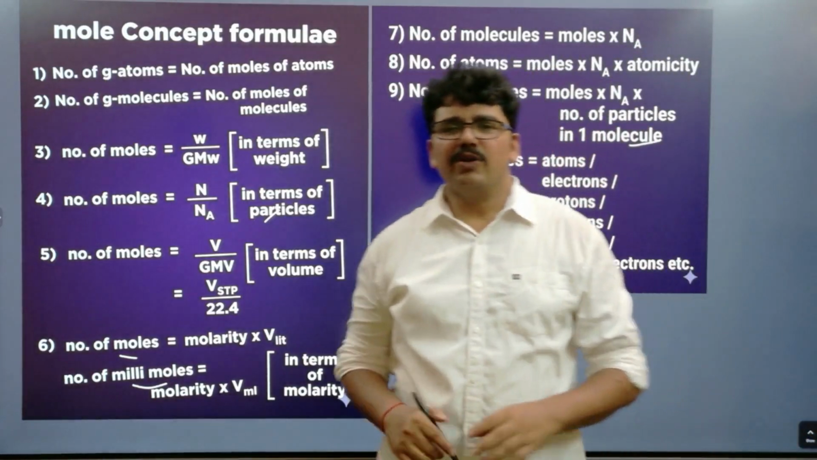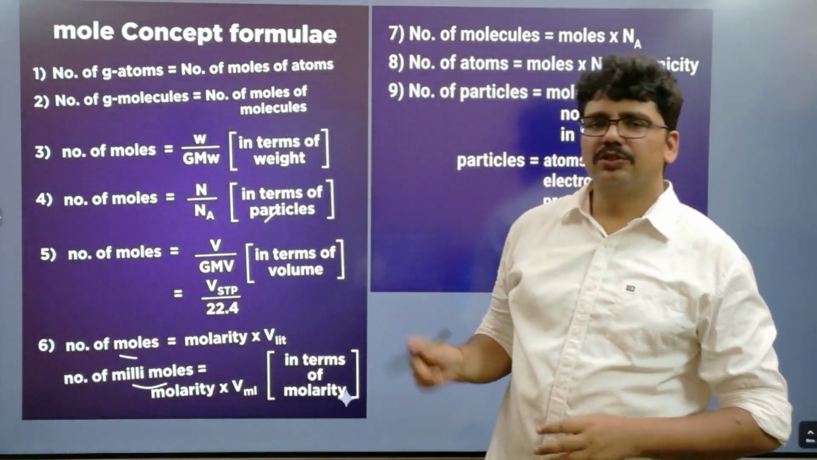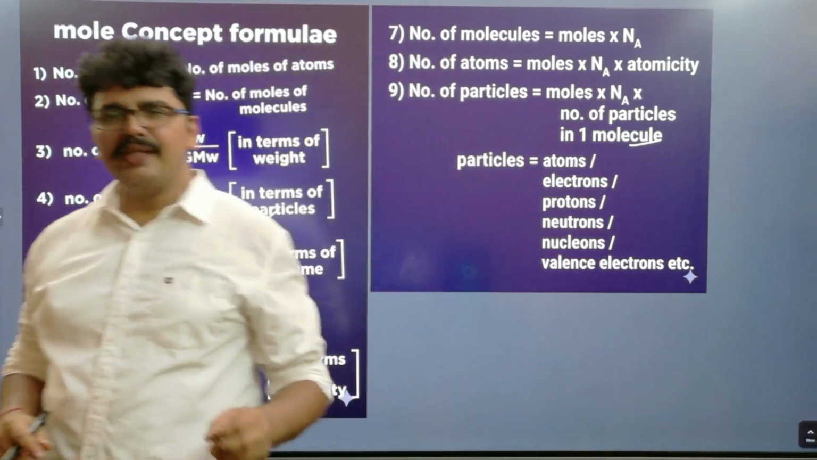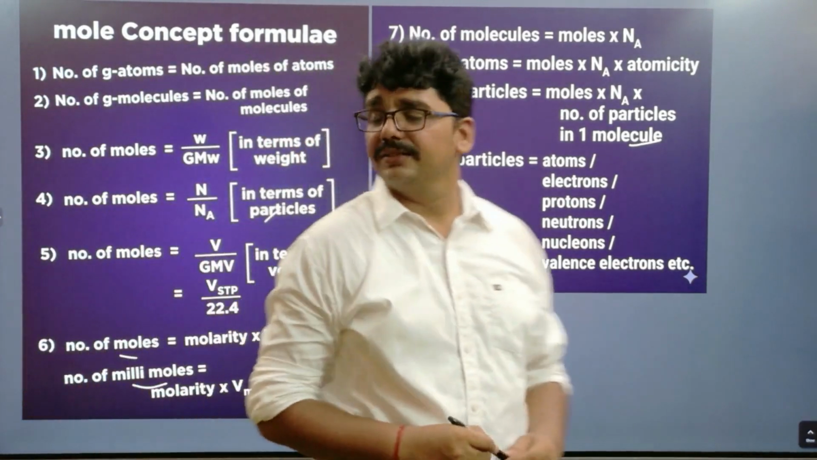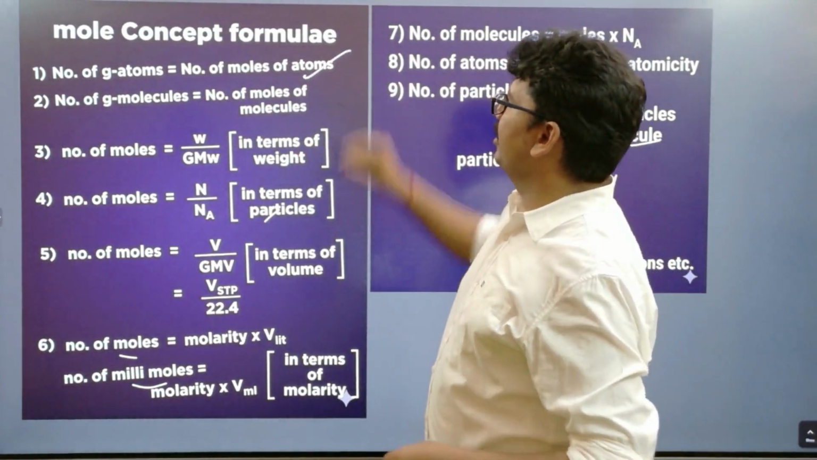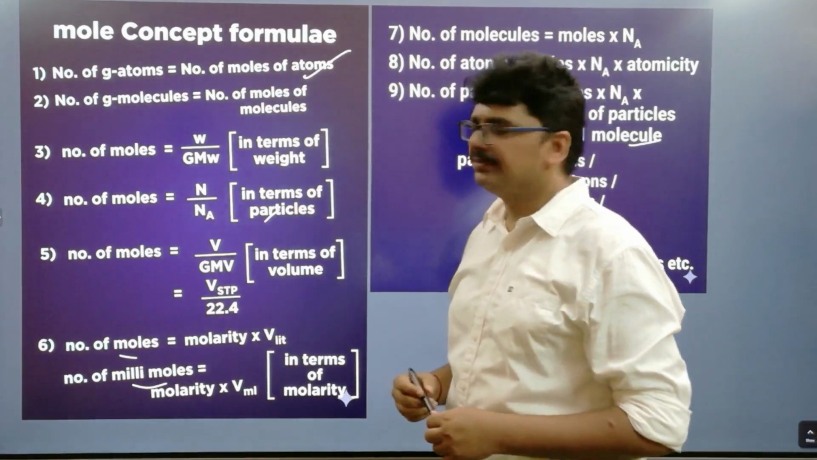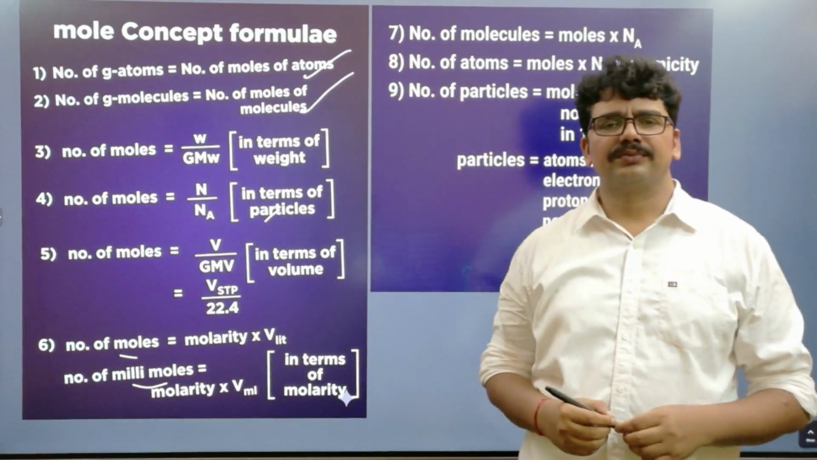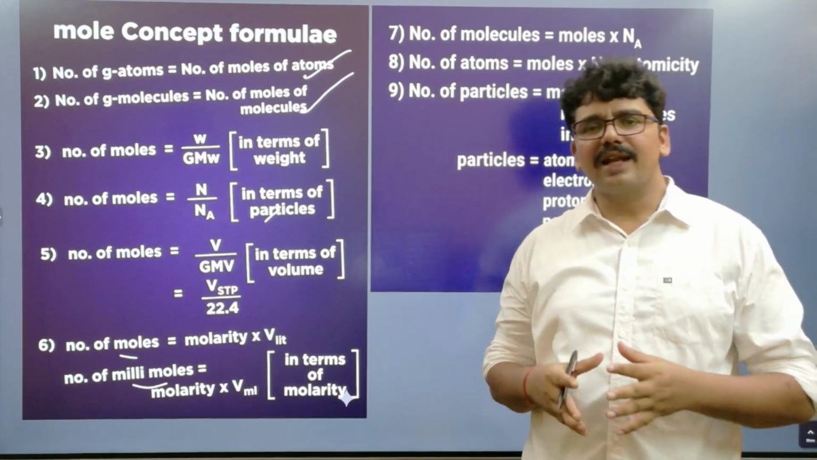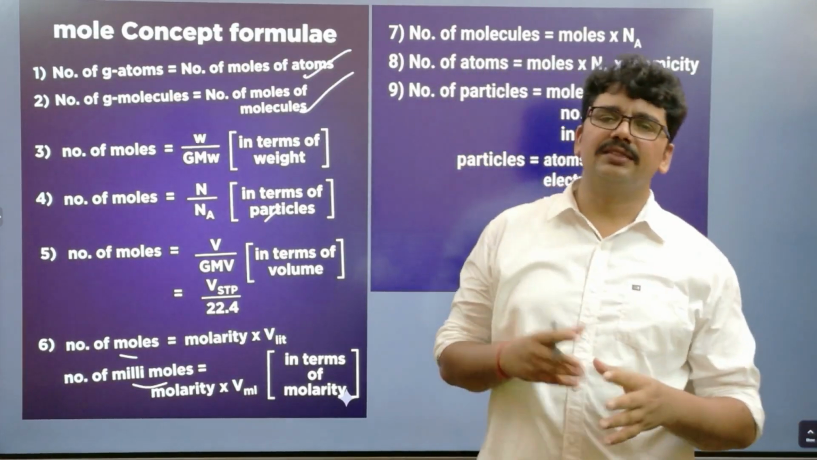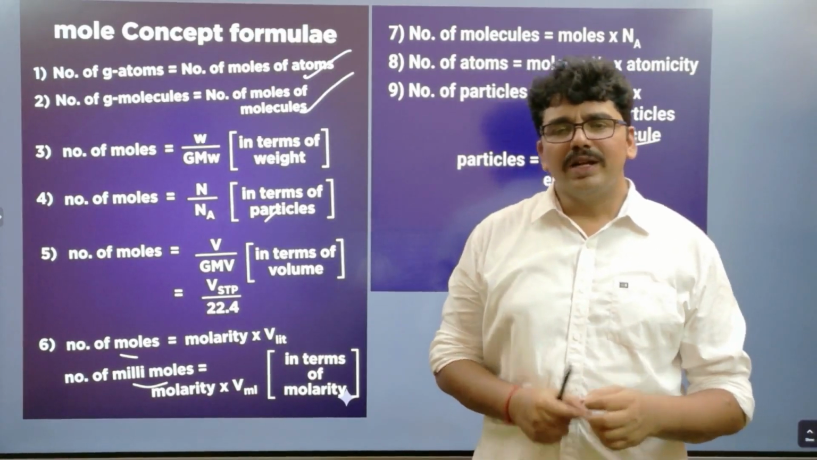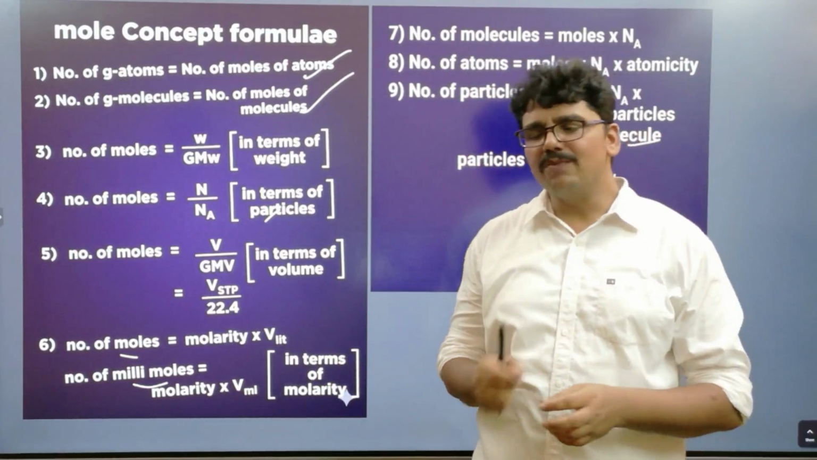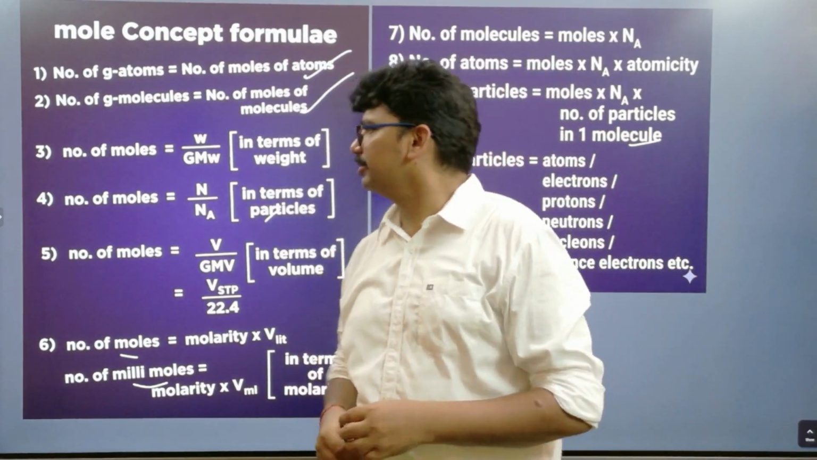Coming to very important formulas related to the mole concept. To solve mole concept problems and many physical chemistry questions, these formulas are important. Number of gram atoms is equal to number of moles of atoms. Number of gram molecules is equal to number of moles of molecules. Suppose 10 gram atoms are given. 10 gram atoms means not 10 grams, that is 10 moles of atoms. If 20 gram molecules are given, it is not mass, it is not 20 grams. 20 gram molecules means 20 moles of molecules.